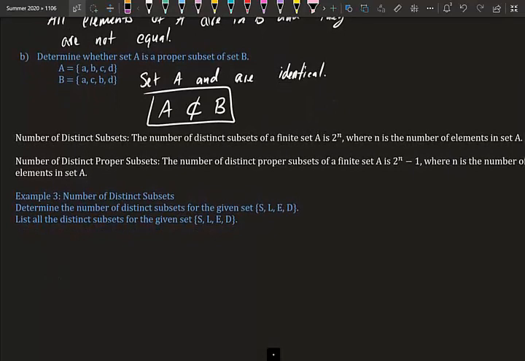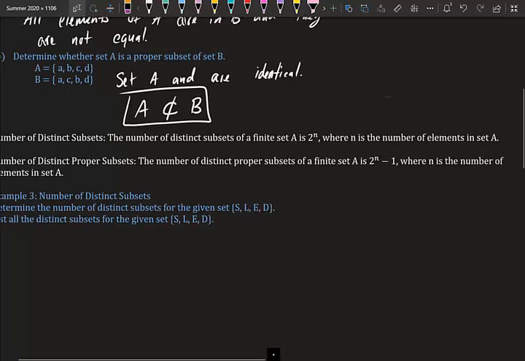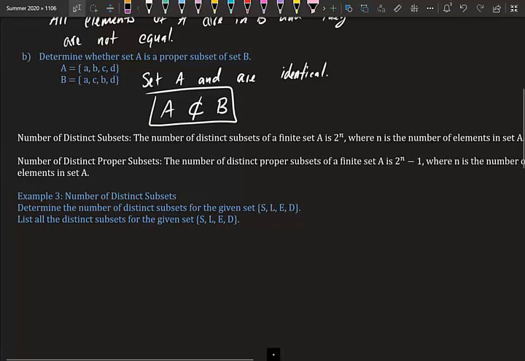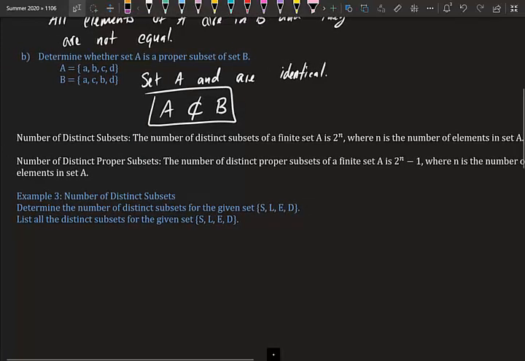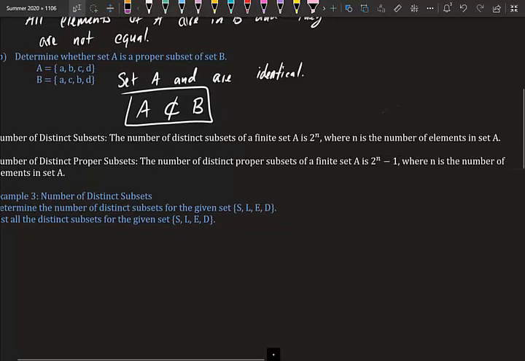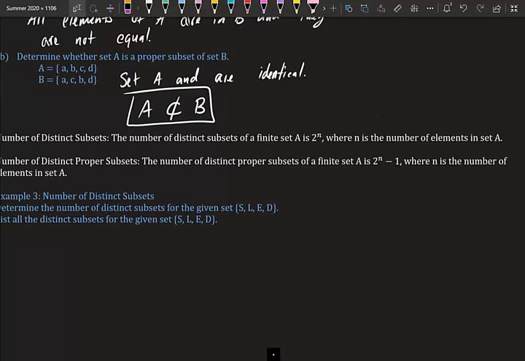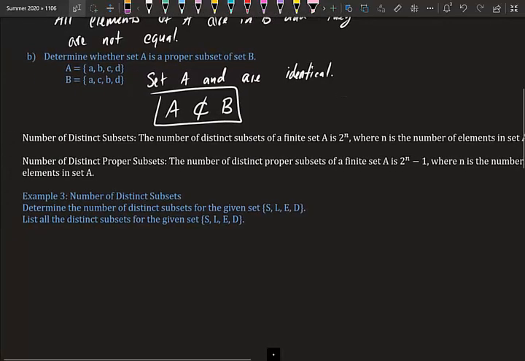Number of distinct subsets. The number of distinct subsets of a finite set is 2 to the power of n, where n is the number of elements in set A. Number of distinct proper subsets. The number of distinct proper subsets of a finite set is 2 to the power of n minus 1, where n is the number of elements in A. So if you want to find how many subsets it has, use 2 to the power of n. If you want to find how many proper subsets it has, use 2 to the power of n minus 1.